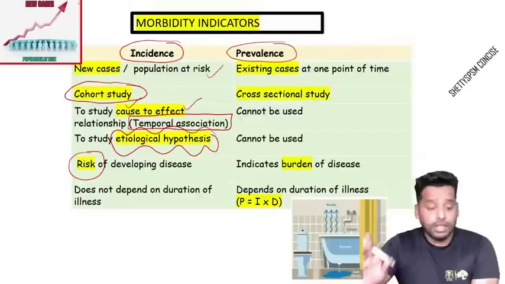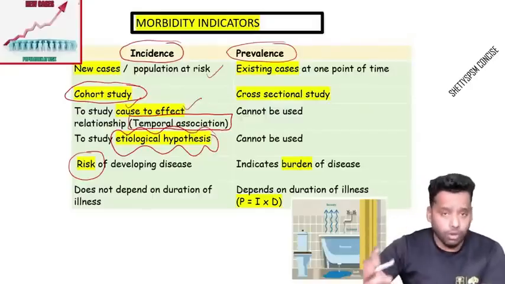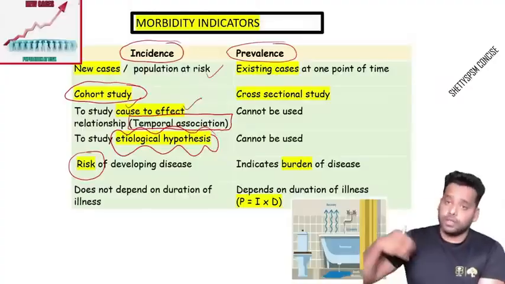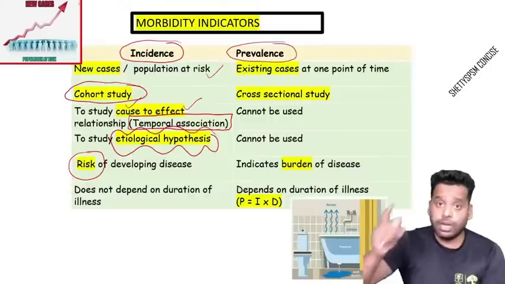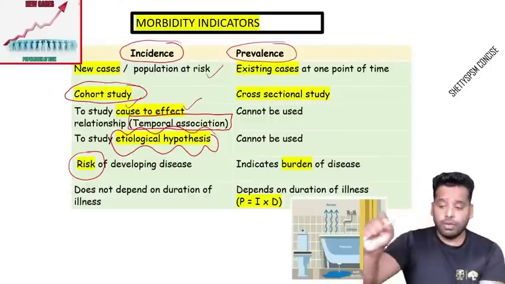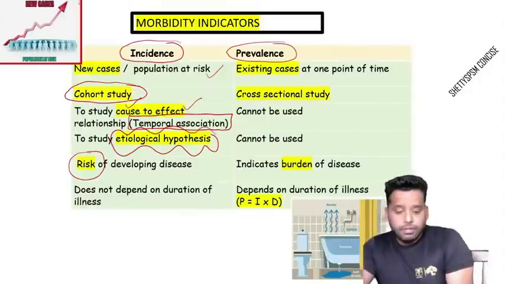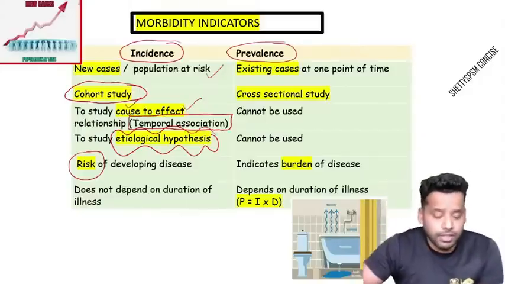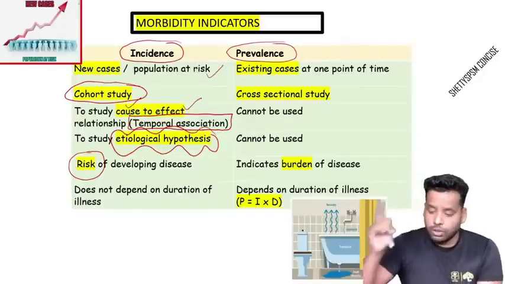Always keep this word risk with you. Risk is always calculated during follow-up. Risk means someone is normal, and in the future, if he develops disease, that is called risk, not burden. Incidence will measure risk of developing disease. True or false? True statement.